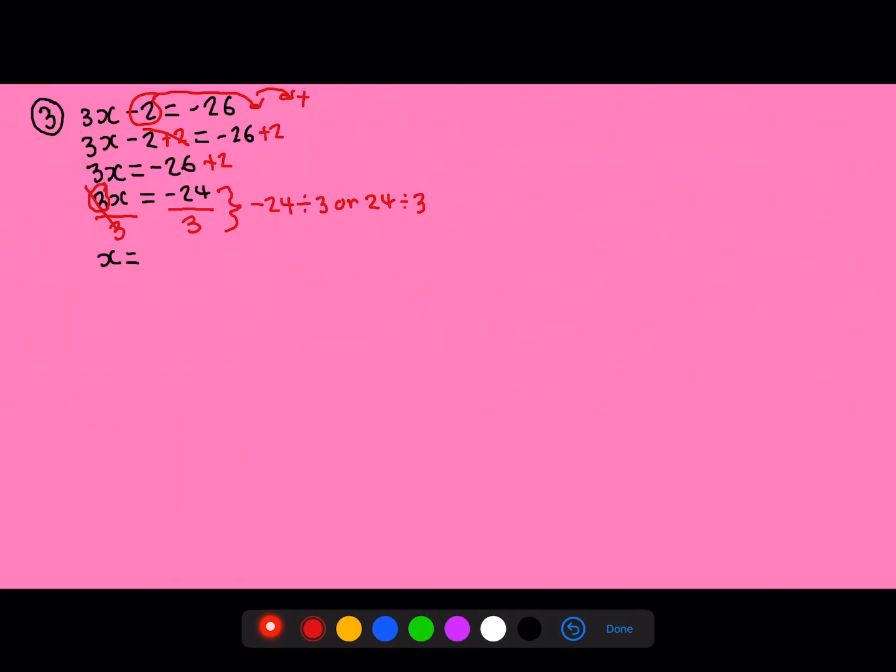But don't forget the sign. If you get the right answer, but you forget the sign or write a wrong sign, then the whole answer is wrong. So since 24 divided by 3 is 8, we add the negative sign, and don't forget to do that always. So we would get x equals negative 8.